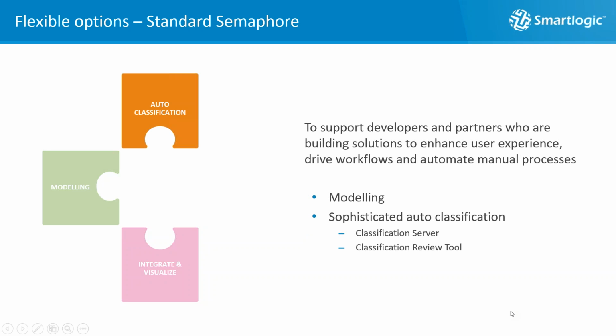Our second one adds in our auto classification, and this allows developers and partners who are building solutions where they want to enhance the user experience. In this situation, you still have the modeling and the semantic enhancement server, but we've added our auto classification. And in there is classification server, which does the auto classification, and classification review tool, which Steve is actually going to show you later, but it allows you to look at the results of the classification so you can see exactly what triggered and why.